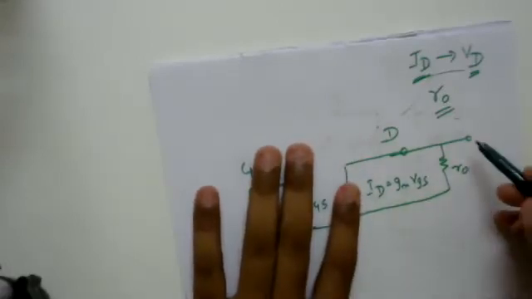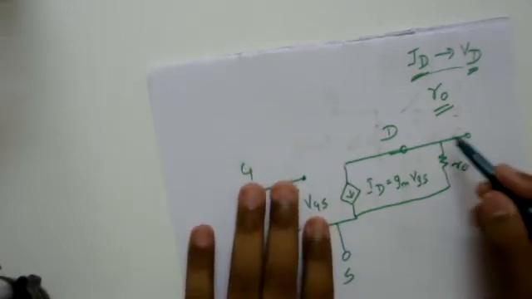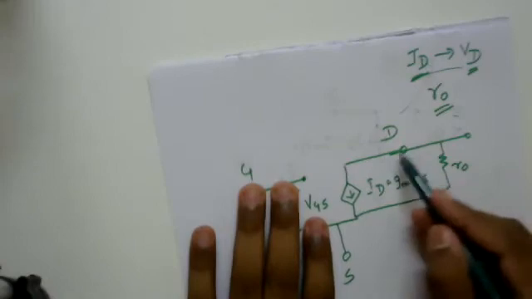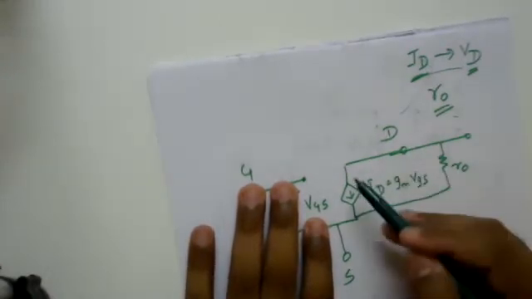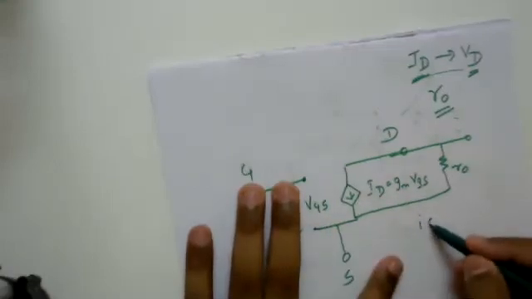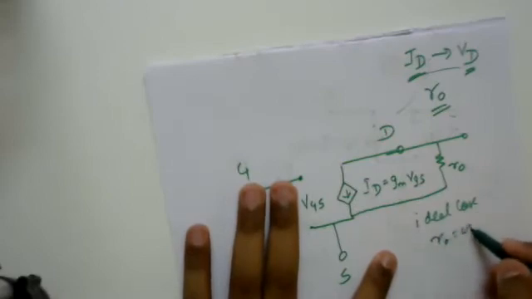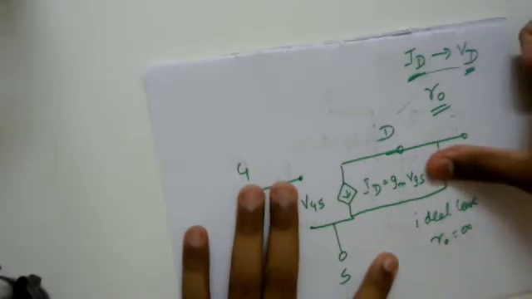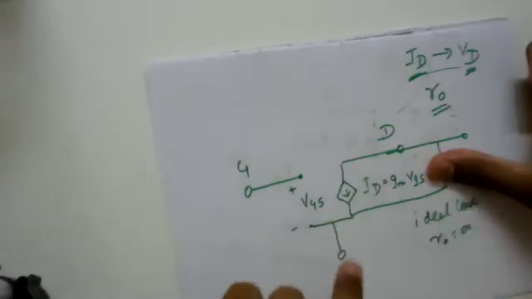Now what I need to understand here is, we may ask a question: sir, why does R0 have to be in parallel? Why can I not put my R0 in series? I can simply say that in an ideal case, I was considering my R0 as infinite. It means my R0 was just open circuited. So when my R0 is open circuited, my model was looking somewhat like this.